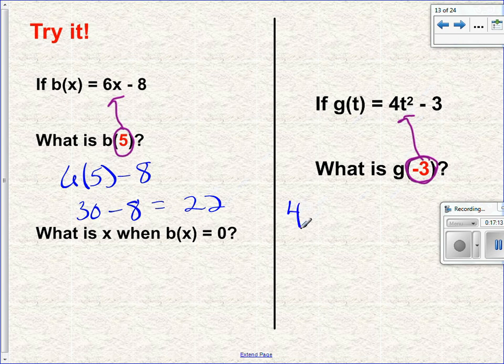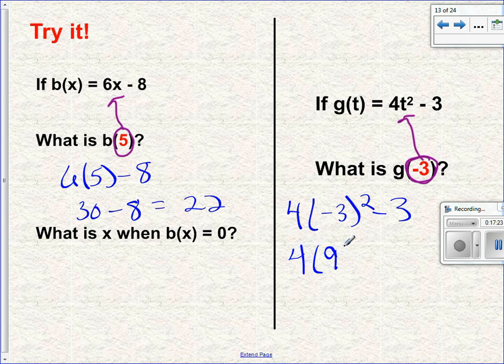I've got 4 times negative 3 squared minus 3. What do I do first? You use negative 3 squared. What is negative 3 times negative 3? Positive 9. What's 4 times 9? 36. 36 minus 3? 33. Bam. That's not so hard.